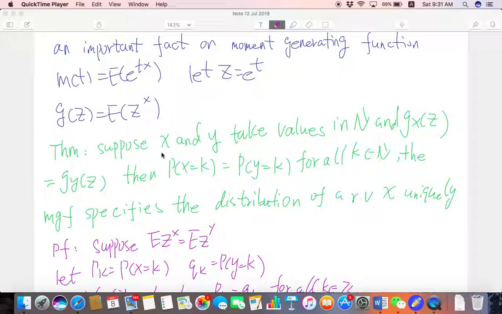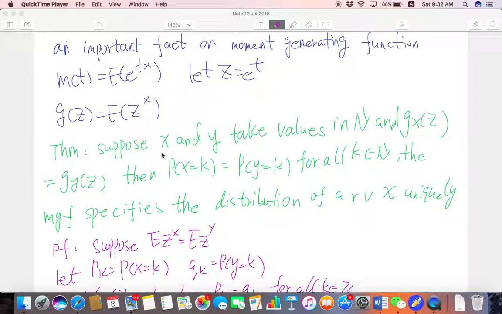In today's video, I would like to talk about one property with regard to moment generating function, which later on proved to be very useful and important. So that property, namely the uniqueness property of the moment generating function, is what I'm going to talk about in this video.